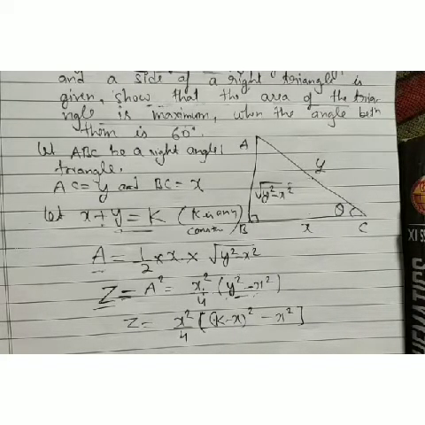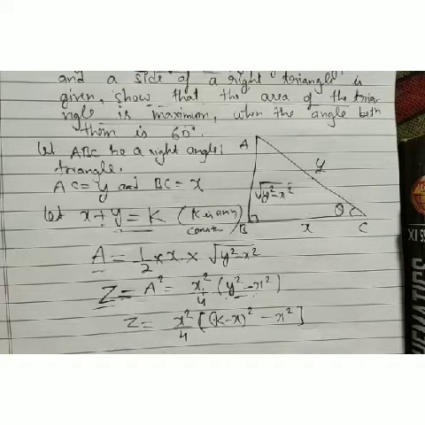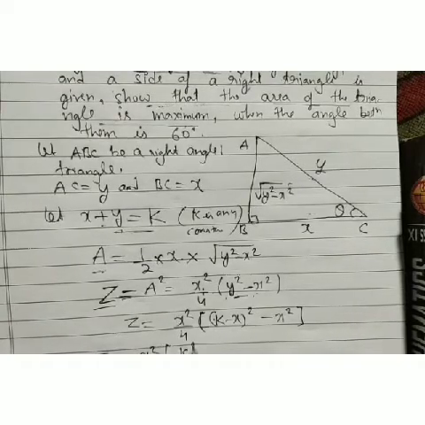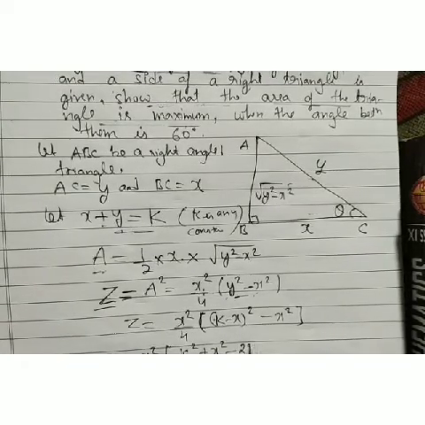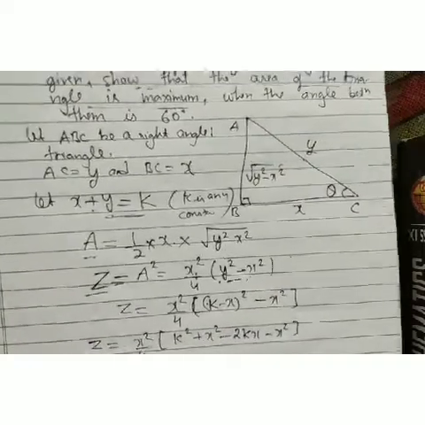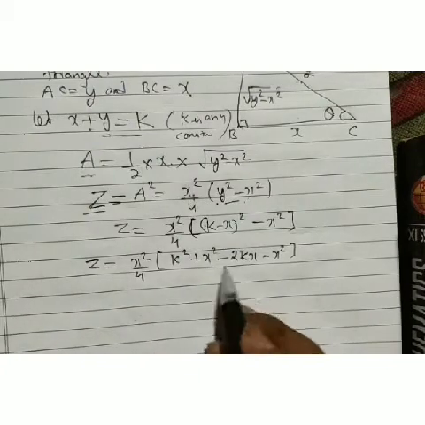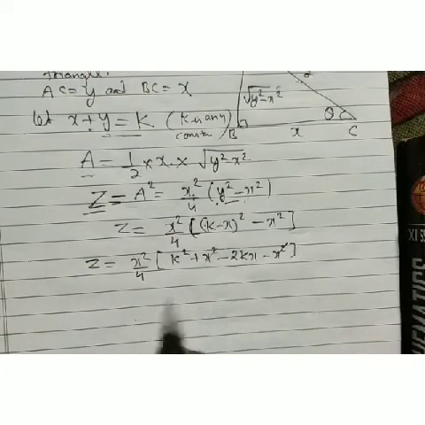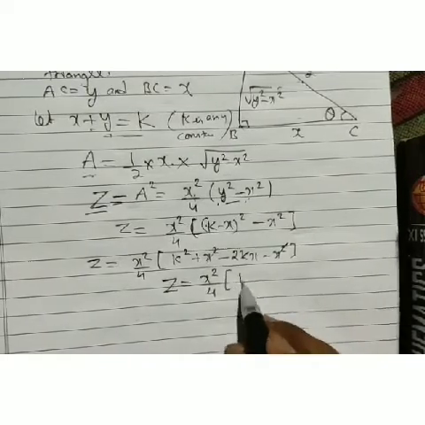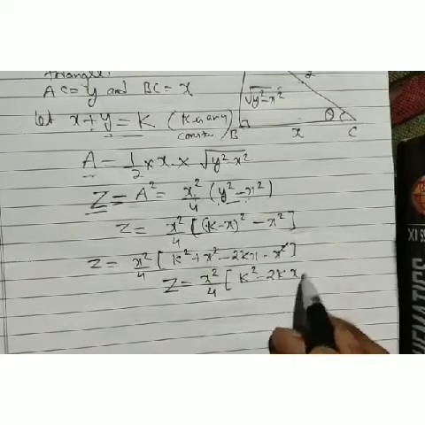Now we get our A square in terms of z, and after that we change its format. We can simplify it: z equals x square by 4 times k square plus x square minus 2kx minus x square. Sorry for that. Now these terms cancel out, and our function z is given by x square by 4 times k square minus 2kx. Now it's in a single variable.